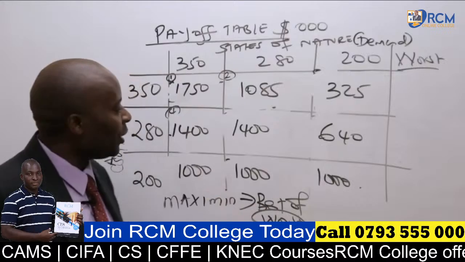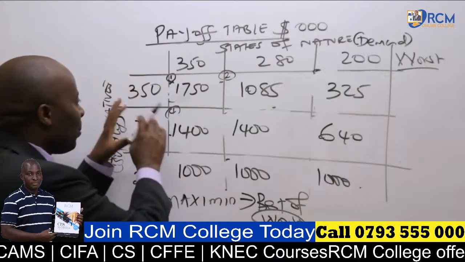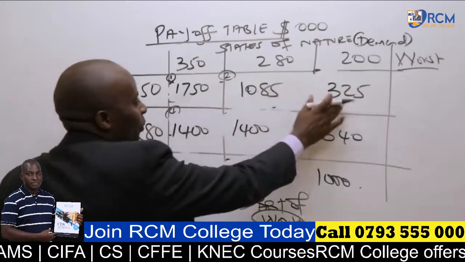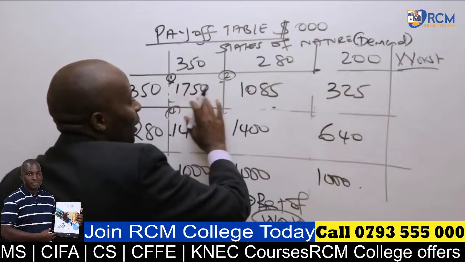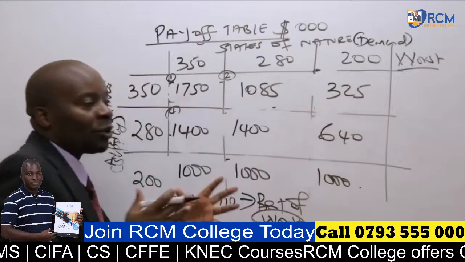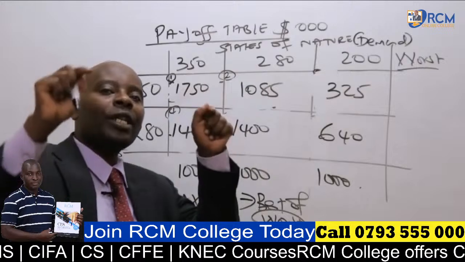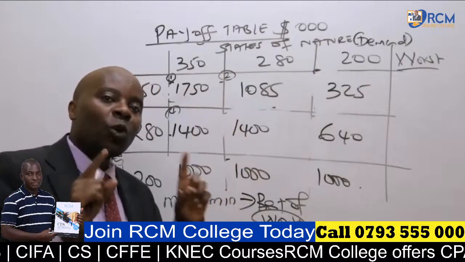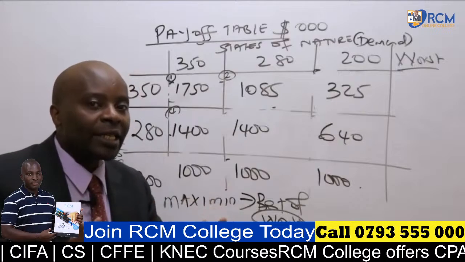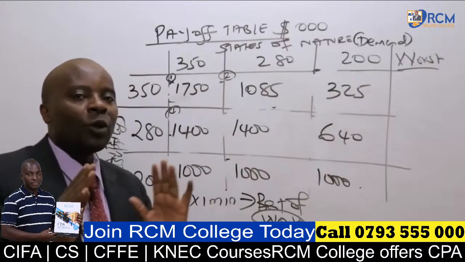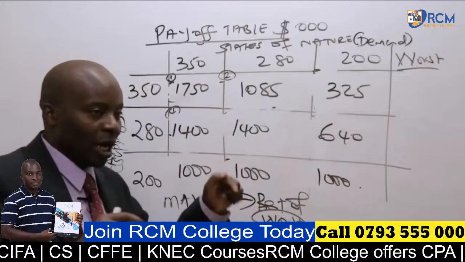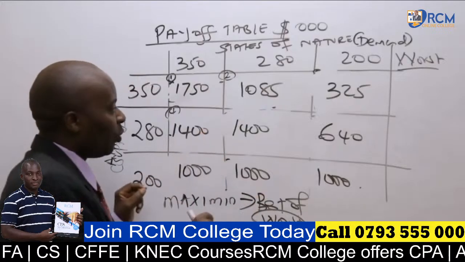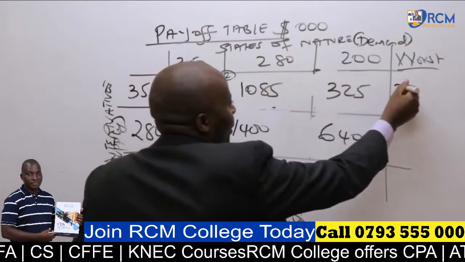So like now here, ladies and gentlemen, when you tell this person that if you supply 350, there are three possible profits. It's either you get 1750, 1085, 325. Because this person is a pessimist, he can't wait even for an average. He can't wait for the best. Pessimists always believe that life doesn't work in their favor. They always believe that life is never good for them. So in this case, they'll always expect the worst. So you come and pull the worst here, which is 325.